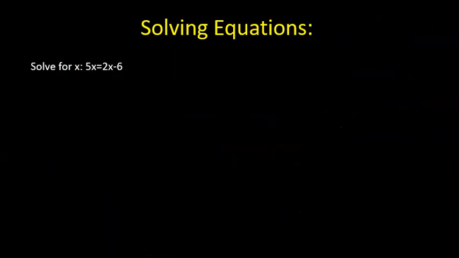Sweet. Okay, let's do another problem. I have 5x equals 2x minus 6, and we're solving for x. This one's interesting. Let me rewrite it. 5x equals 2x minus 6. Well, this one's pretty different because we have x twice.